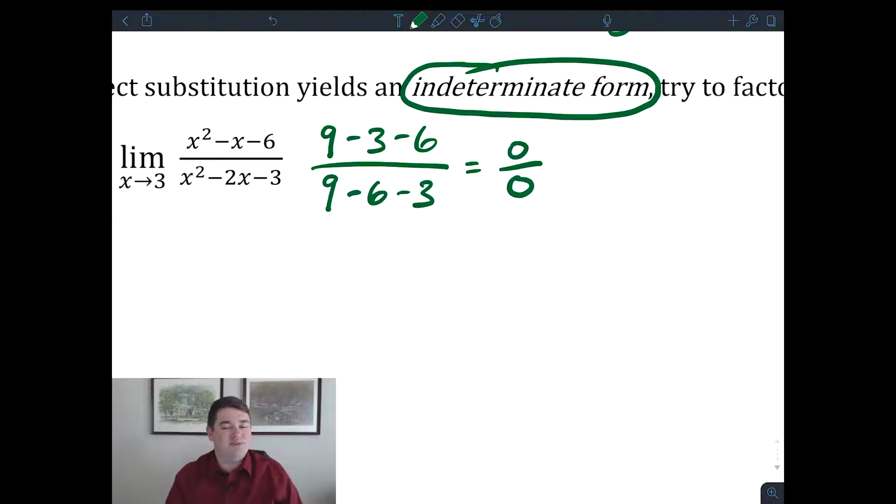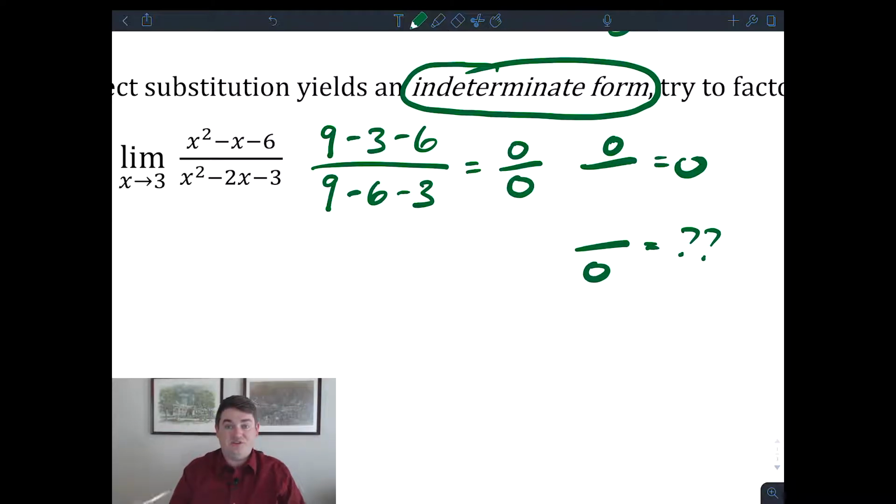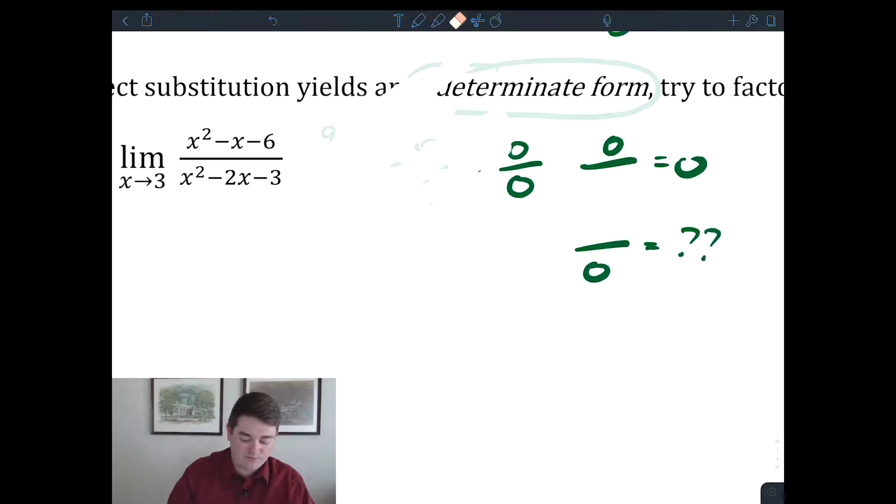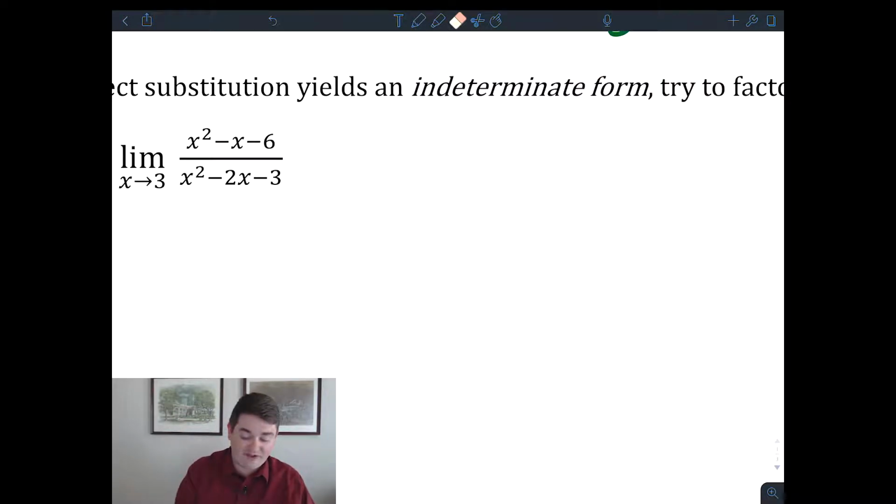Okay? Some people might be tempted to say 0 over 0 is 1, but that's not necessarily true. We've got conflicting rules here because I know that 0 divided by anything is 0, but I know that I'm never allowed to divide by 0. So when you stick these two things together, it's what we call indeterminate. So our strategy for indeterminate forms is try to factor or possibly multiply by a conjugate.